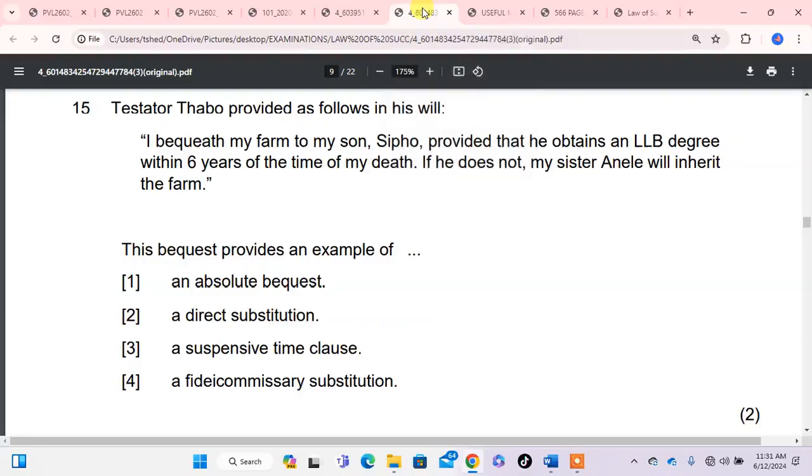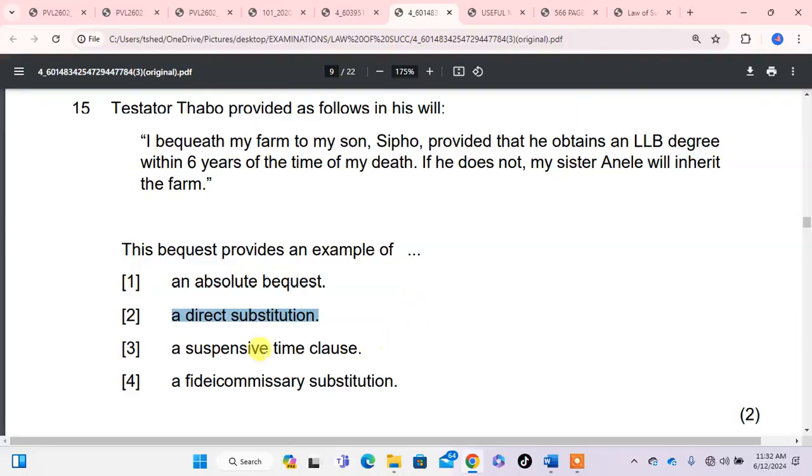Now when we go back to the question, I bequeath my farm to my son Sipho. Sipho must get an LLB degree, which can be part of a time clause. However, if he does not, there is a substitution here, which is the sister Anele who will have to take over. So this guy has some fulfillment, and if he fails to fulfill, there is a substitution which will take place. So this is a direct substitution, saying that if he fails, then Anele must take over.